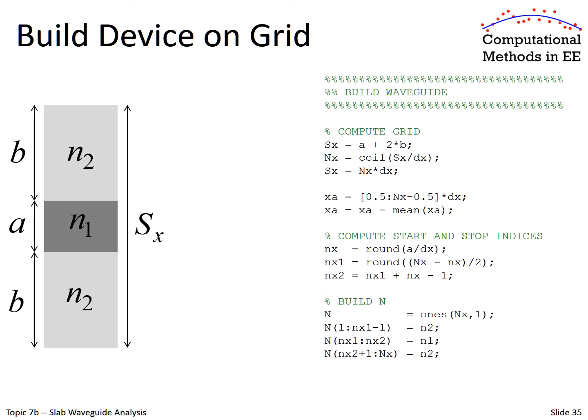So I'll initialize this array N to all ones, which means I'm setting it to air. And then I fill in the top part of the waveguide, the core, and then the bottom part of the waveguide. You can see how I'm using those array indices nx1 and nx2 to do that. You'll also see we're filling in the middle from nx1 to nx2 with values of n1 and the rest with values of n2. So at this point, we've calculated our grid and we've built the waveguide.